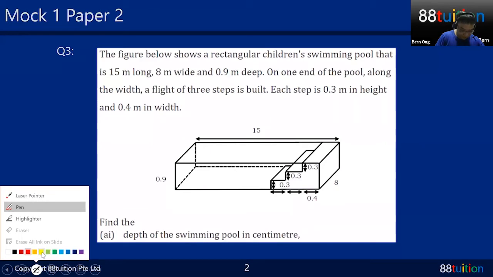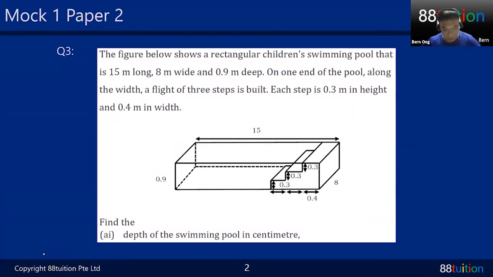Let's go. At this moment, you're supposed to look at the paragraph and look at the picture. The figure below shows a rectangular children's swimming pool that is 15 meters long. Read the paragraph and look at the diagram, do that every time. And it is 0.9 meter deep here. On one end of the pool along the width, a flight of 3 steps is built. Each step is 0.3 meter in height and 0.4 meter in width. You're supposed to find the depth of the swimming pool in centimeter.